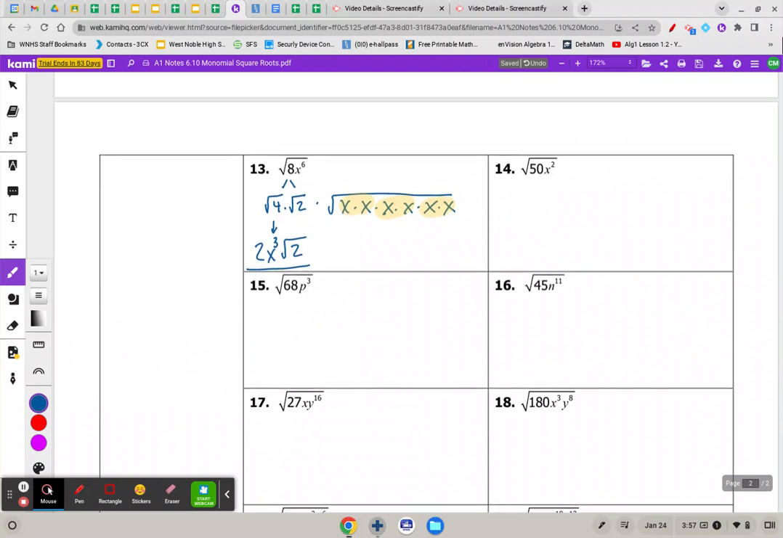I continue on like this. The square root of 50 can be split into the square root of 25 and 2. So I have 5 root 2. And then if I divide my exponent by 2, I just get 1x on the outside. So 5x root 2 is my solution.